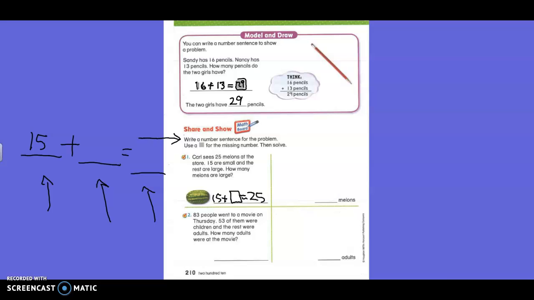Okay? I'm going to draw 25. 1, 2, 3, 4, 5, 6, 7, 8, 9, 10, 11, 12, 13, 14, 15, 16, 17, 18, 19, 20, 21, 22, 23, 24, 25. Draw 25 melons. Chase, if you want to do the subtraction, you can just do the subtraction.